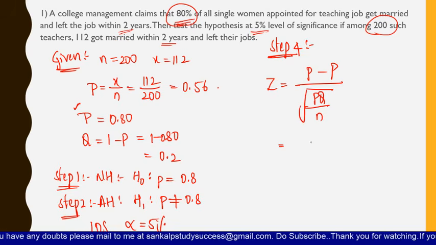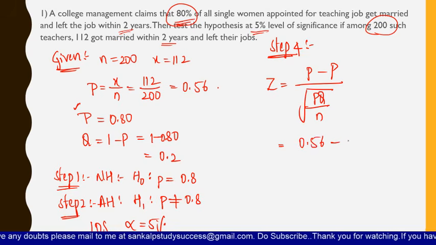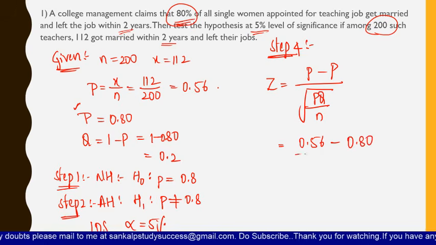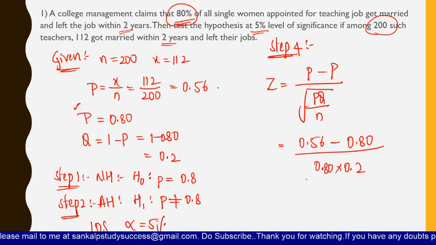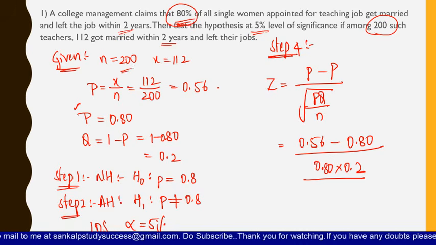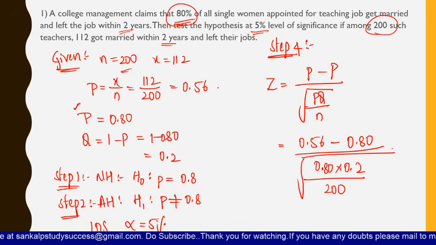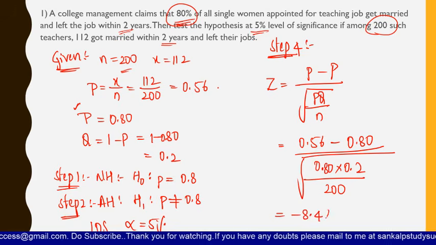Small p value is 0.56 minus capital P value is 0.80 divided by the square root of 0.80 into 0.2 by N, where N is nothing but 200. Now if you simplify and calculate this, you will get minus 8.48. So this is the calculated value of Z. Now let us compare the calculated value with the tabulated value.